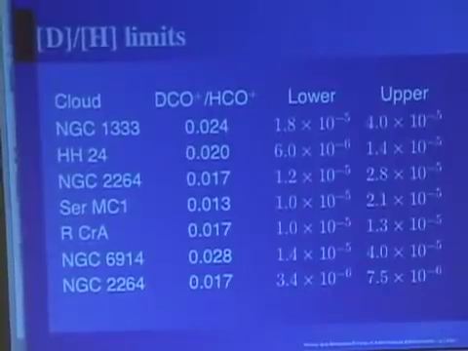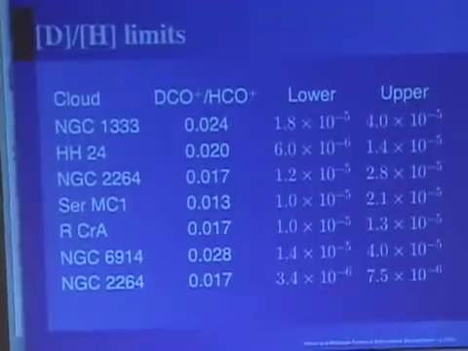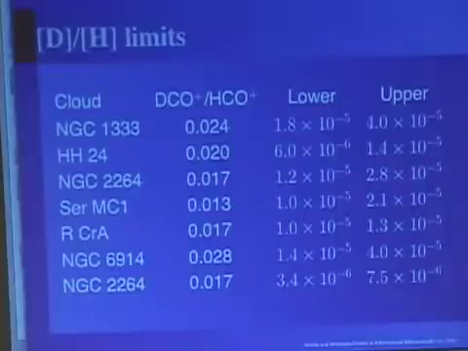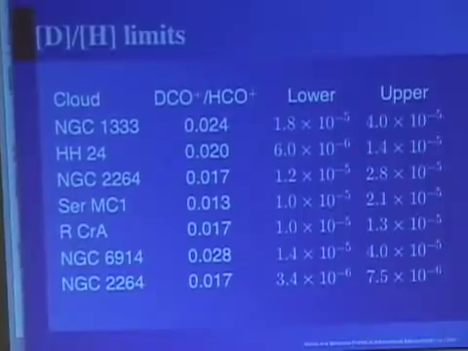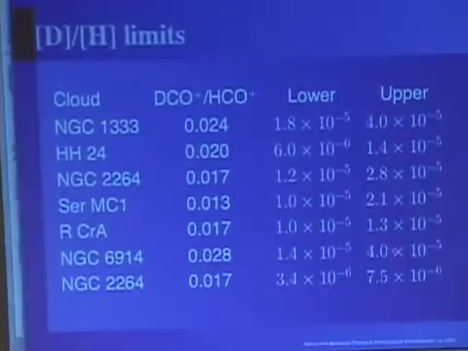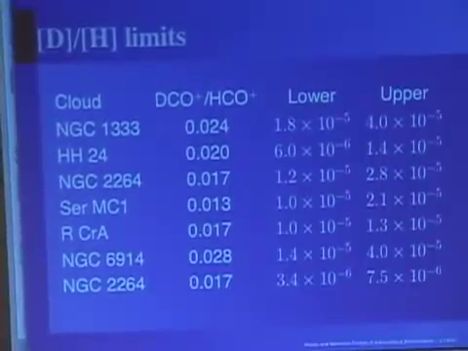The DCO plus HCO plus rate, particularly at low densities, the atomic deuterium can be high. And we analyzed a number of clouds. Actually, this analysis isn't completely correct because the H3 plus recombination rate is rapid, and we'd used a low value for it at the time. But that only affects the upper limit and actually leaves the lower limit unchanged. Lower limit being assuming nothing else can destroy DCO plus.